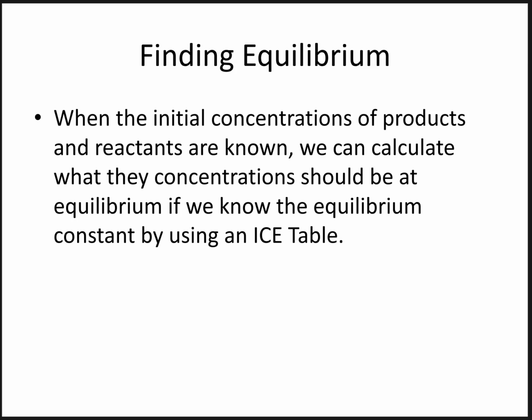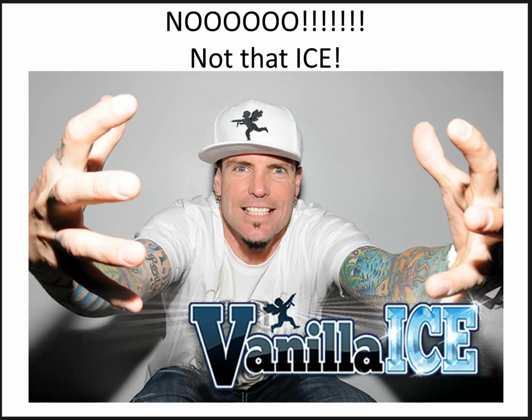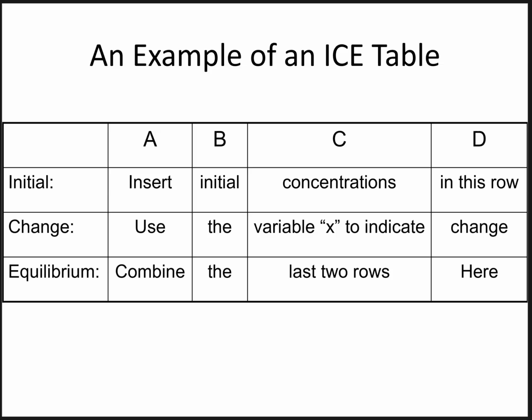So how do we find equilibrium when we're given a set of initial conditions? Well, we use something known as an ICE table. Now, an ICE table is not a table made by this man. Rather, it is a table in which you have an initial change in equilibrium column and your reactants and how they progress through these changes in these nice columns here.